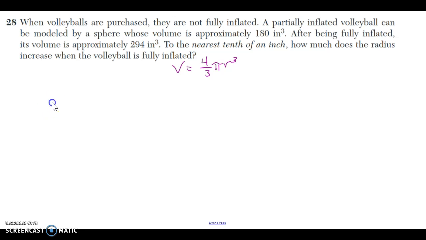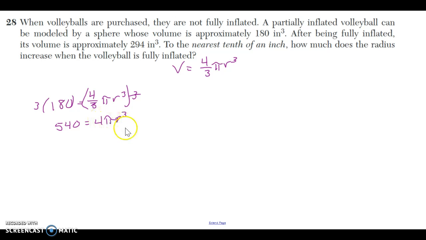And so we're starting with our first volleyball that has a volume of 180. And so I'm just plugging that in for V, and 4/3 pi r cubed. So my job is to solve for r here. The first thing I would do is multiply both sides of my equation by 3 to get rid of the 3 in the denominator here. So when I multiply the left side by 3, I get 540 equals 4 pi r cubed.